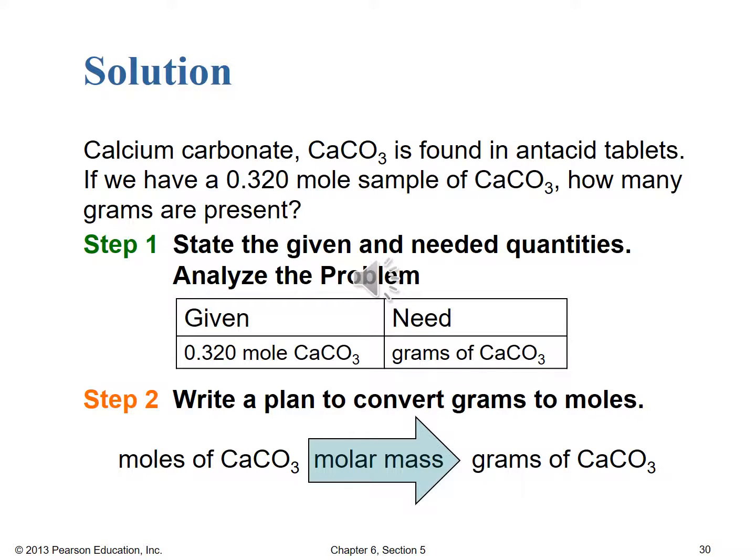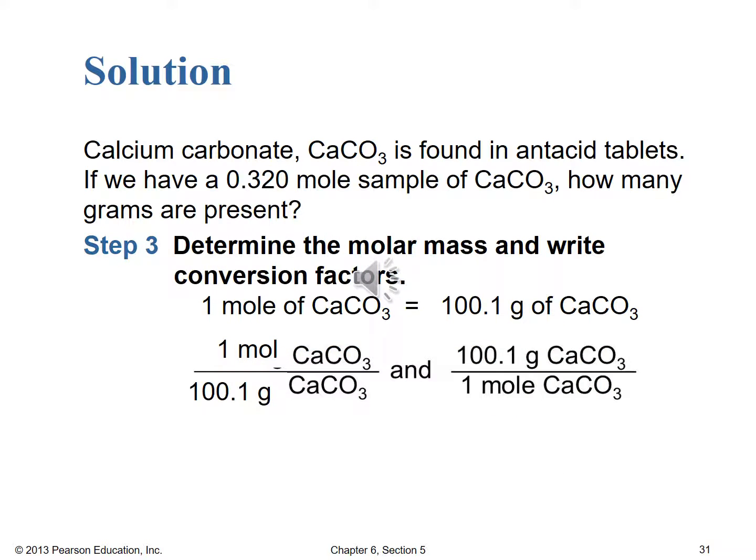All right, so starting off, as we always do, by stating the given and needed quantities and analyzing our problem to find that we have 0.320 moles of calcium carbonate given, and we need the grams of calcium carbonate that quantity represents. Step number 2, we need to write a plan to convert grams to moles, or in this case, moles to grams, and the way we'll do that is by using molar mass. So we'll take the moles of calcium carbonate, use the molar mass value for calcium carbonate to determine the grams of calcium carbonate.